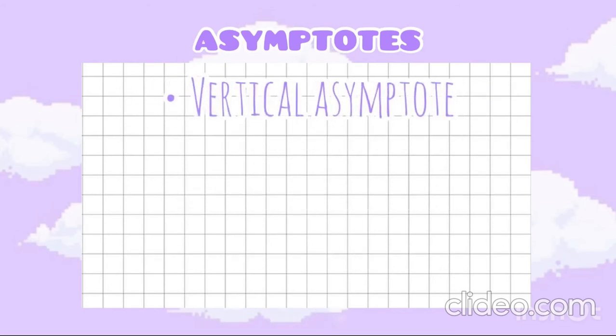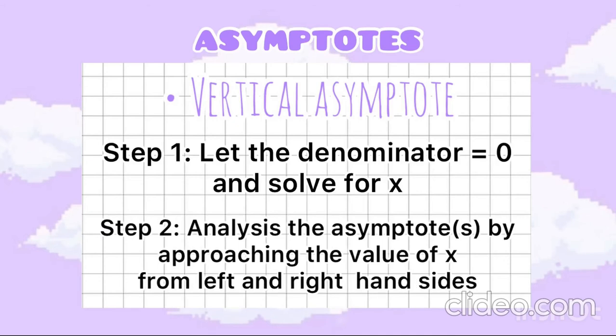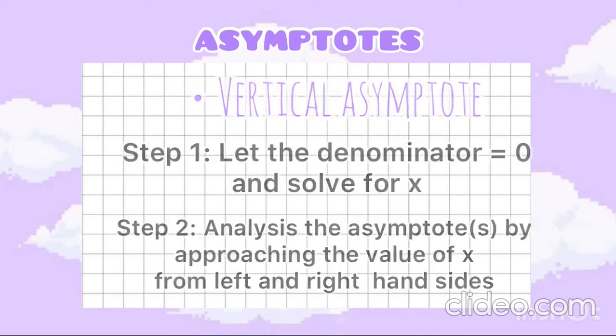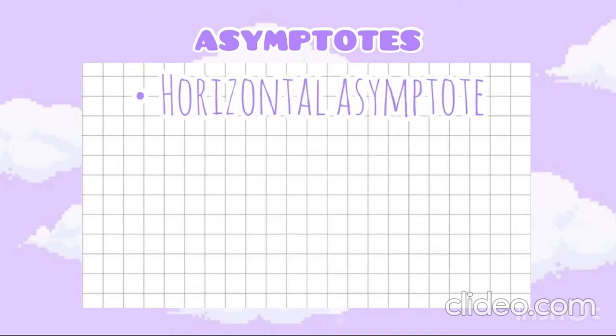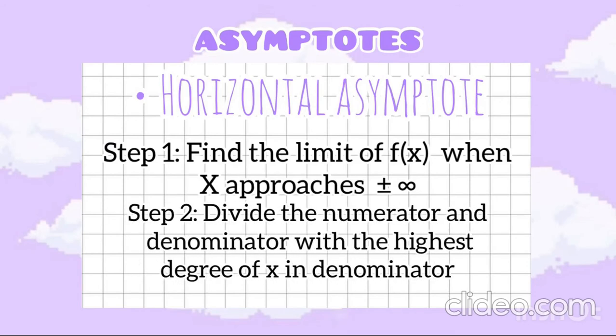In order to find vertical asymptote, step 1, we will let the denominator equal 0 and solve for x. Then, we will analyze the asymptote by approaching the value of x from the left and right hand sides. For horizontal asymptote, we will find the limit of f(x) when x approaches positive and negative infinity. Then divide the numerator and denominator by the highest degree of x in the denominator.